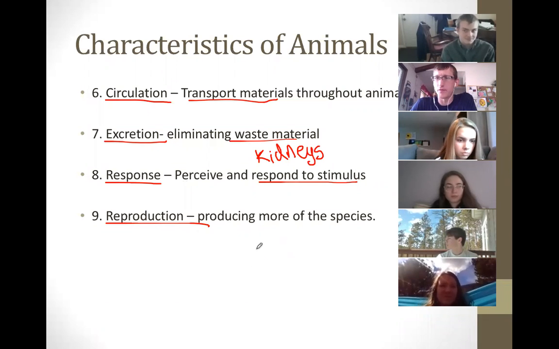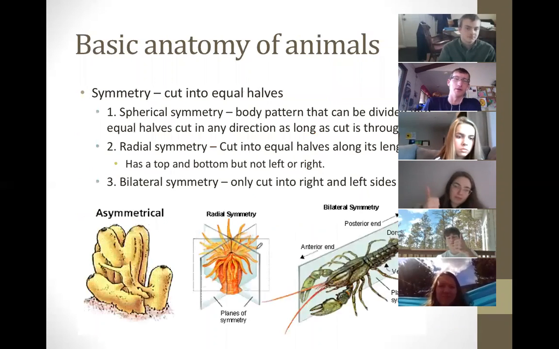All pretty simple stuff so far? Give me a thumbs up if this is pretty simple stuff. We're going at a pace you can follow. All right, cool. That's what I like to see.